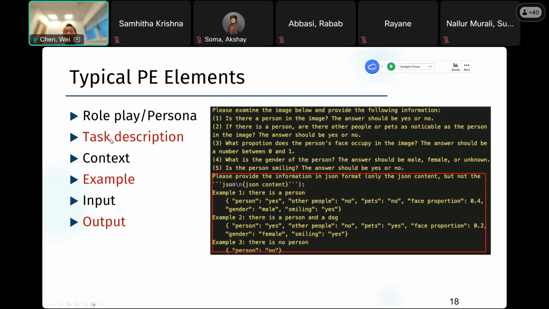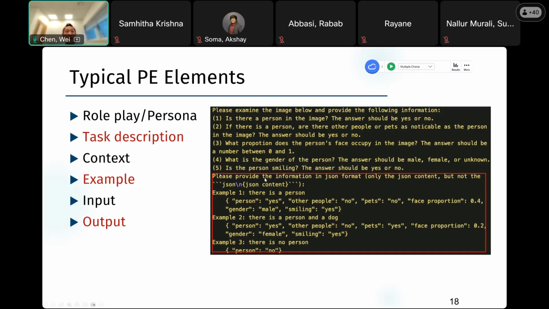So first, task description. It has to be specific, right? So we have unclear. So here we have these 5 questions already. What I added was the answer should be yes or no. The answer should be a number between 0 and 1, this type of instructions, so that the large language model will understand what's the required output and give that to me.